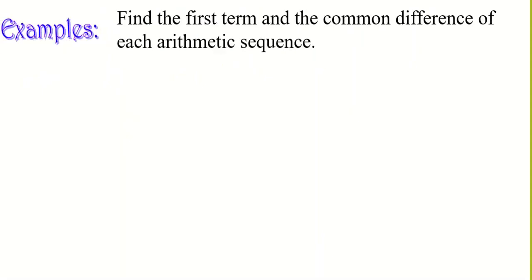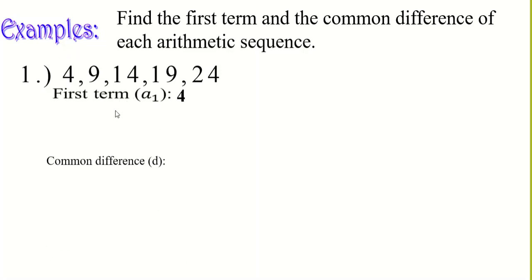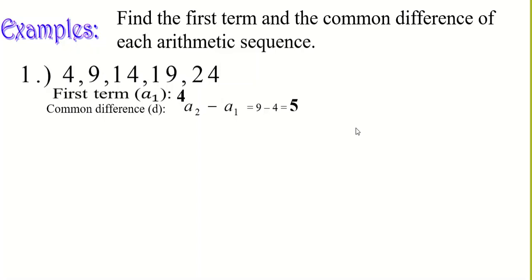Let's try some examples to determine the first term and the common difference of an arithmetic sequence. For the sequence 4, 9, 14, 19, 24, what is the common difference and what is the first term? The first term here is 4. And we can get the common difference by having 24 minus 19, 19 minus 14, 14 minus 9, 9 minus 4. So that is 5. Okay, they are all the same.